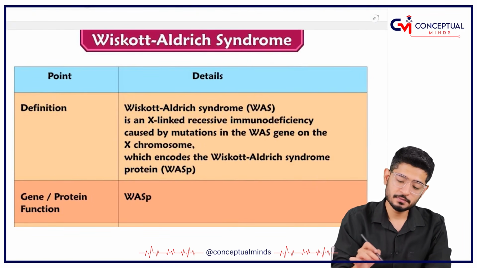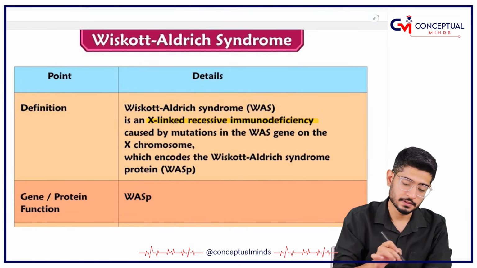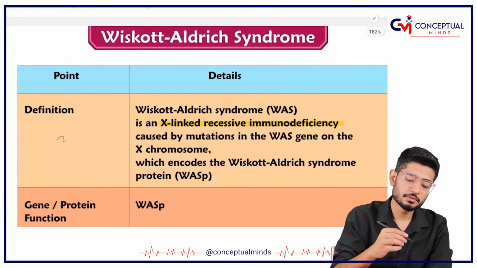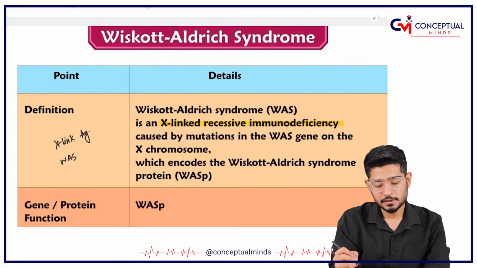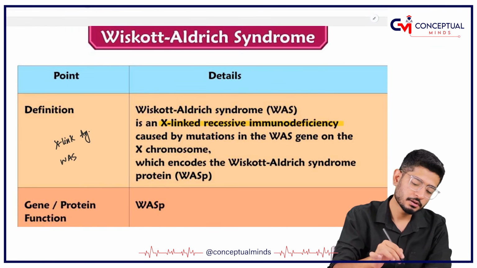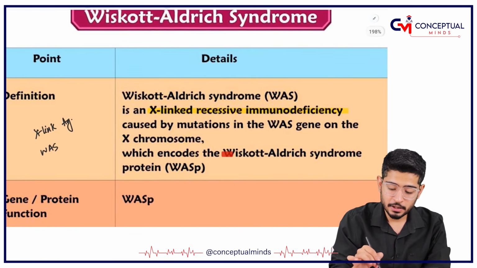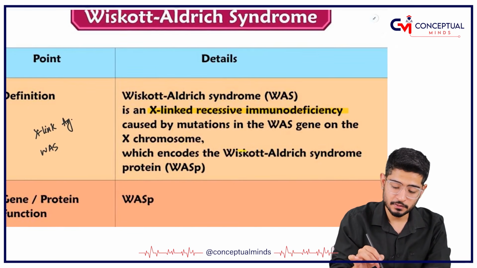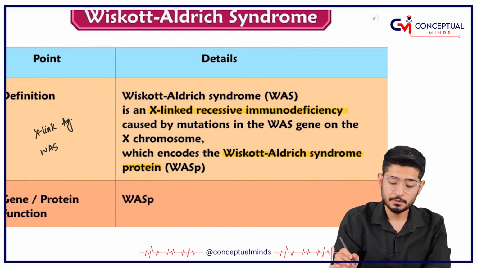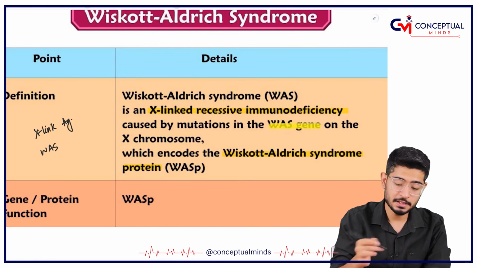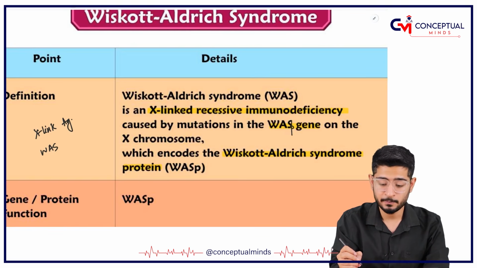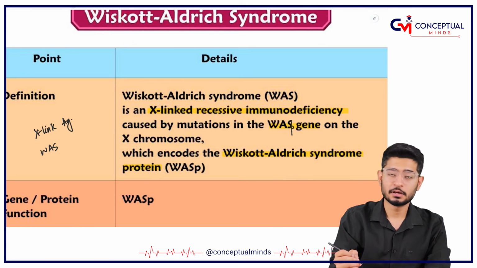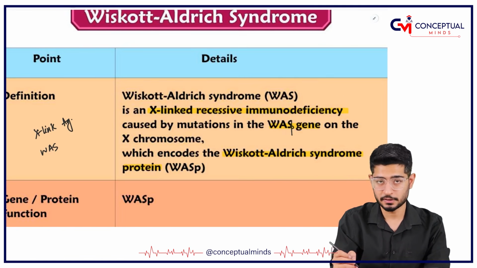Now coming to the definition of Wiskott-Aldrich syndrome. It is an X-linked recessive immunodeficiency, very much similar to X-linked agammaglobulinemia. Remember, there is a gene called the WASP gene, that is, the Wiskott-Aldrich syndrome protein gene. If it is mutated, it leads to Wiskott-Aldrich syndrome.